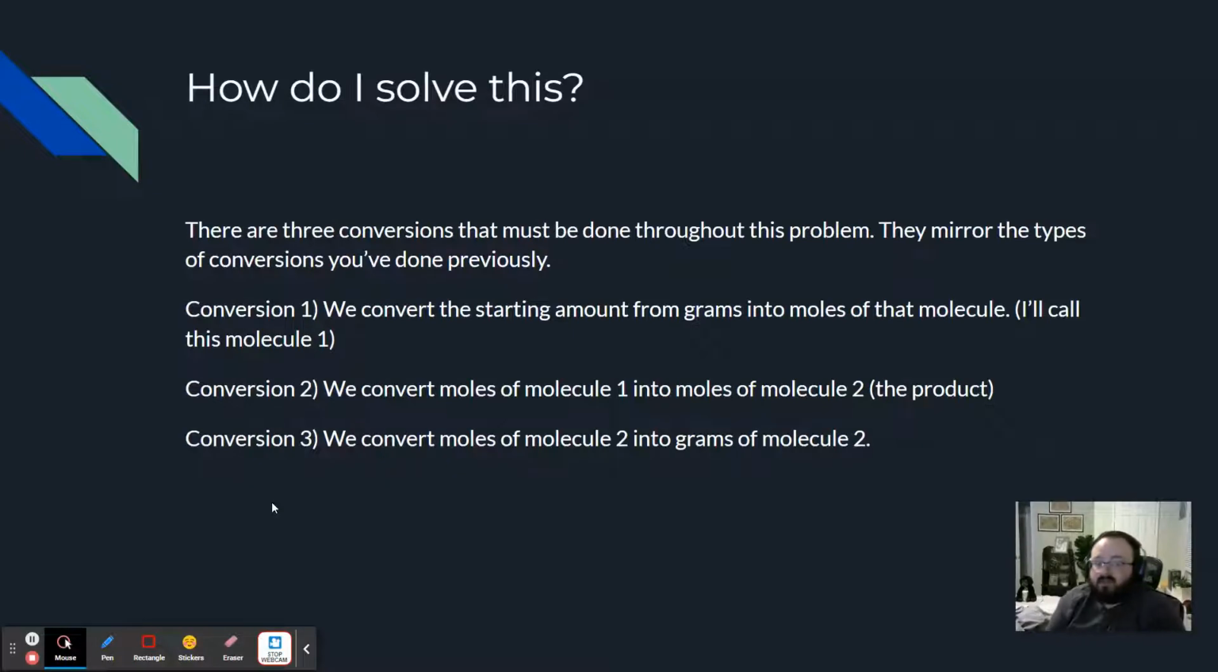So how do we do this? We do 3 conversions, and these mirror the 3 types of questions that I just have done. So it just puts all of that and makes it all in one. All right, the first conversion is you convert the starting amount from grams into moles of that molecule. So whenever I say molecule 1, for the question that I have given you, I'm talking about this molecule, ethene, C2H4.